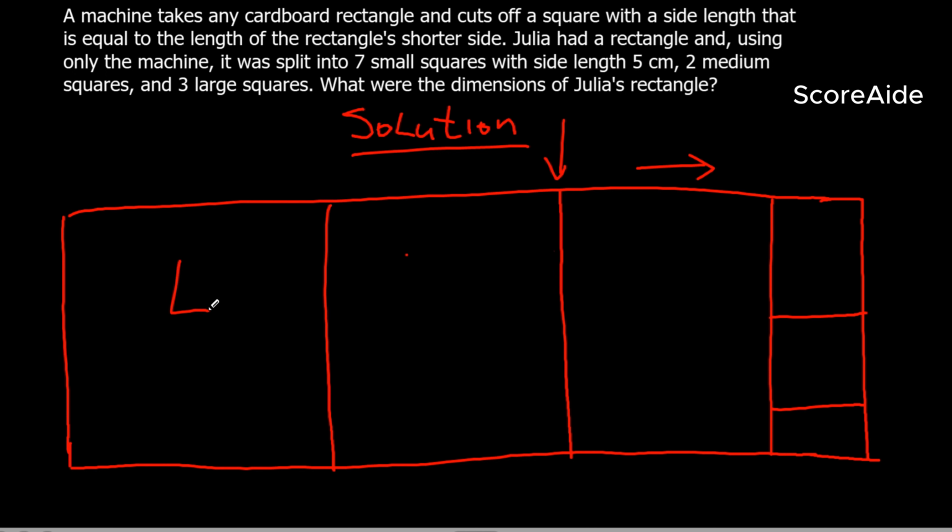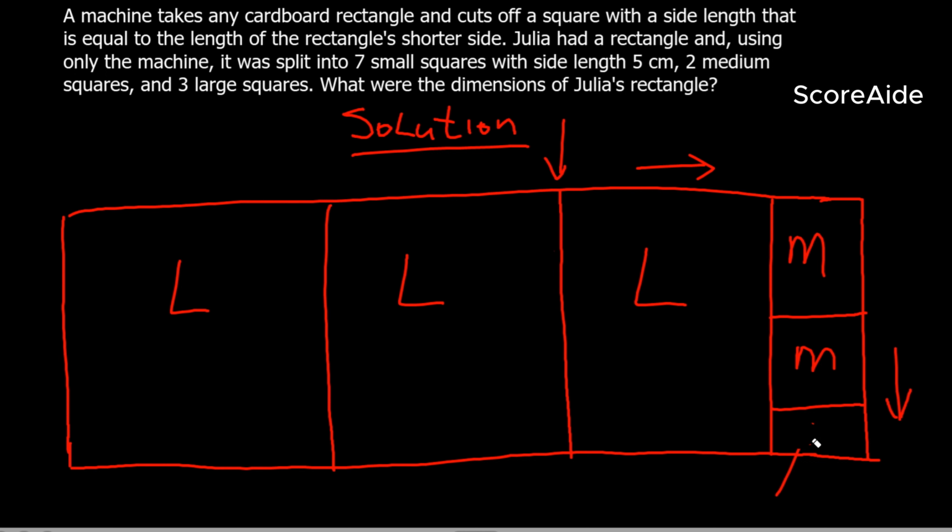So this is a large square, this is a large square, this is a large square. This is a medium square, this is a medium square. And then again, when you cut it like this, you will realize that this section here cannot form a square. So what we are going to do is start cutting it vertically once again to form a square.